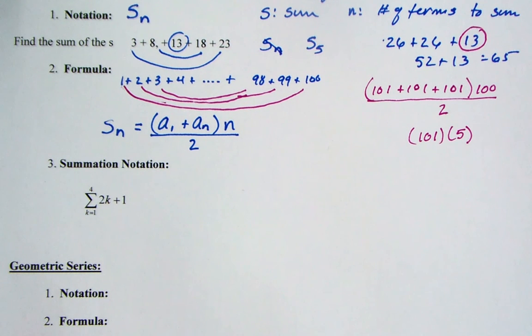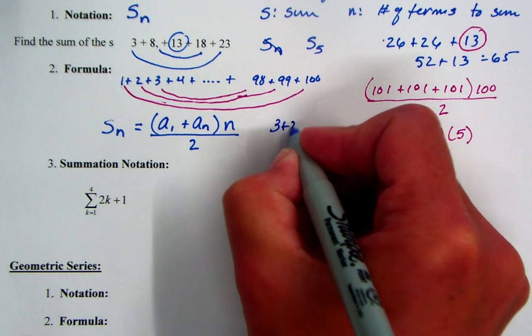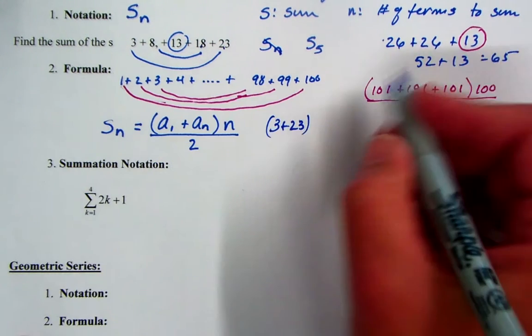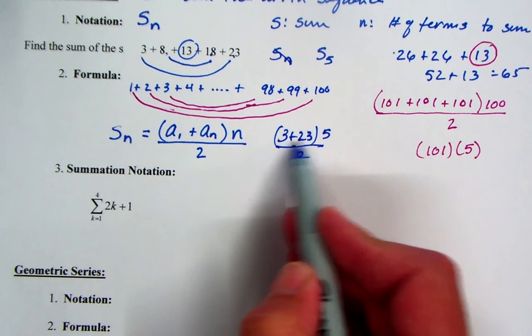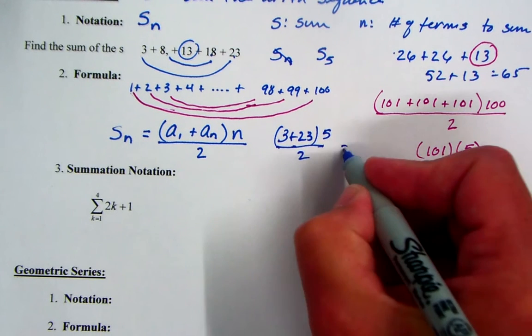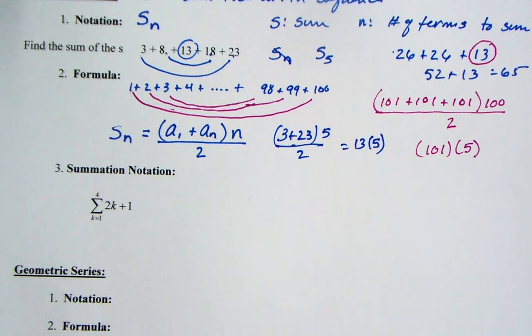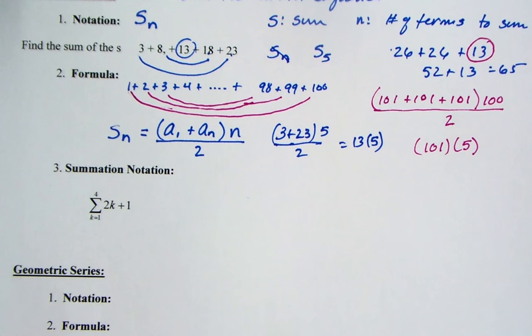So if I wanted to apply it to what I know is 65, it's going to be 3 plus 23, and then there's 1, 2, 3, 4, 5 over 2. So if I add this up, that's 26. Half of 26 is 13 times 5, which would give me that 65. Okay, so sometimes it's easier for me to add than it is to multiply by the 5.